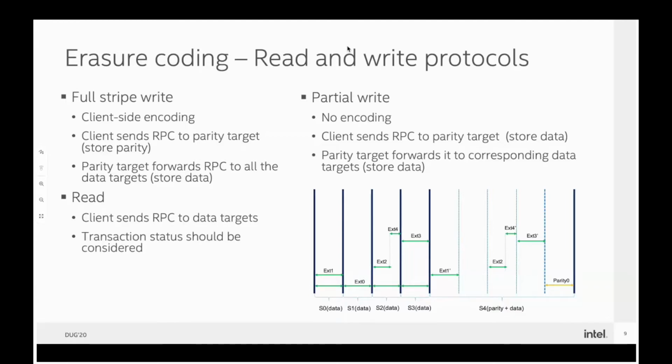DAOS is a multi-version object store, so all the writes are non-destructive, right? Each time a user writes something, DAOS will not overwrite the old data version. Instead, it just stores the new version and puts a timestamp on it. When a user writes to an EC object, if the write is stripe size aligned, then the client can encode the data and send both the data and parity to servers.